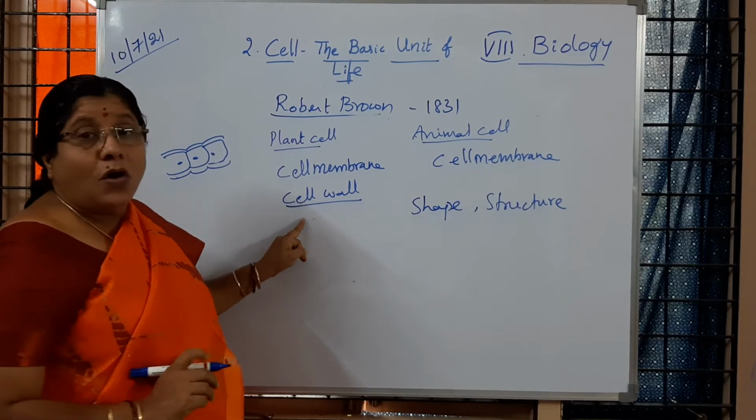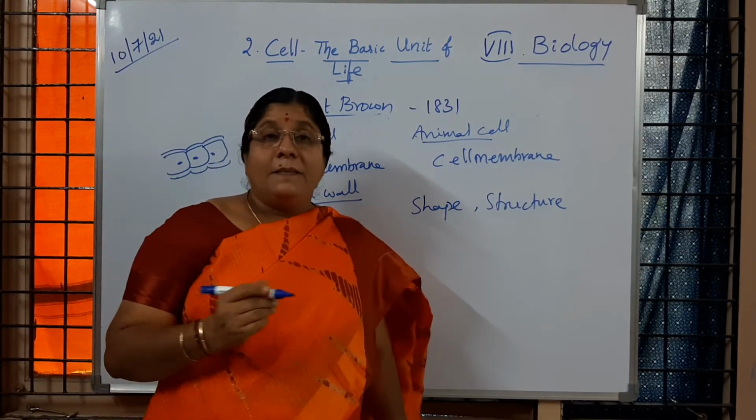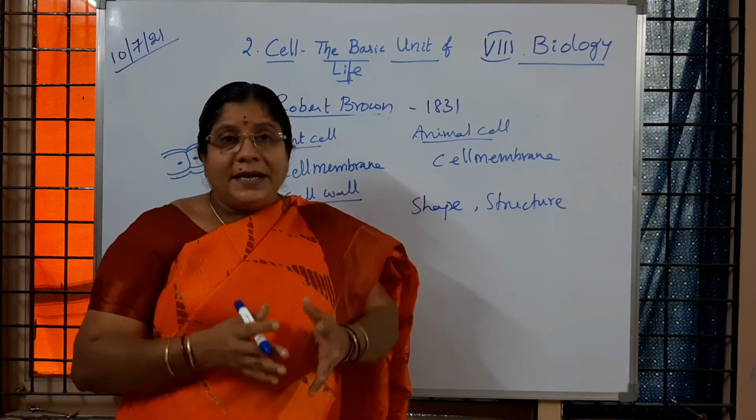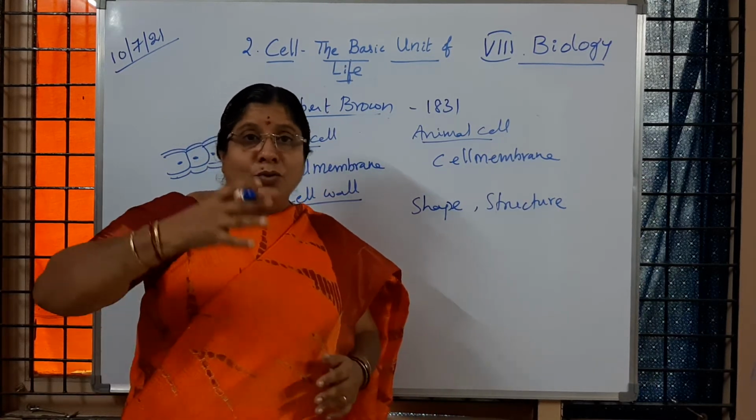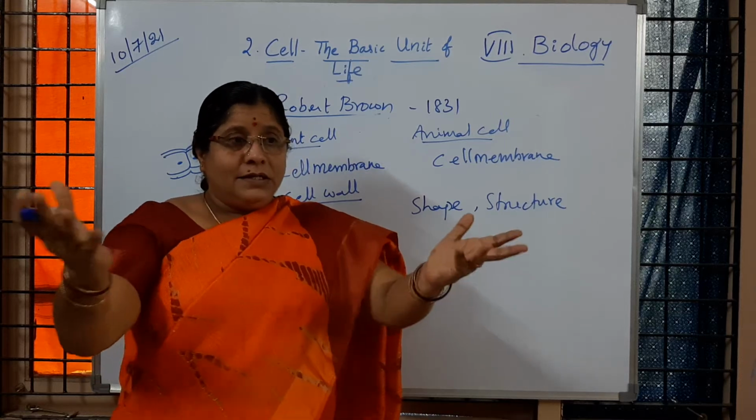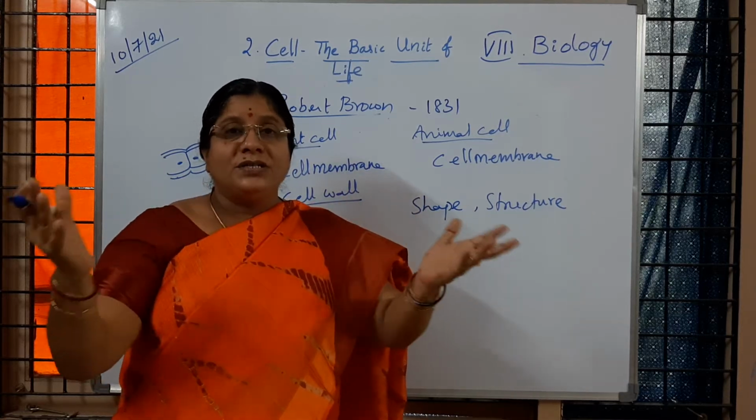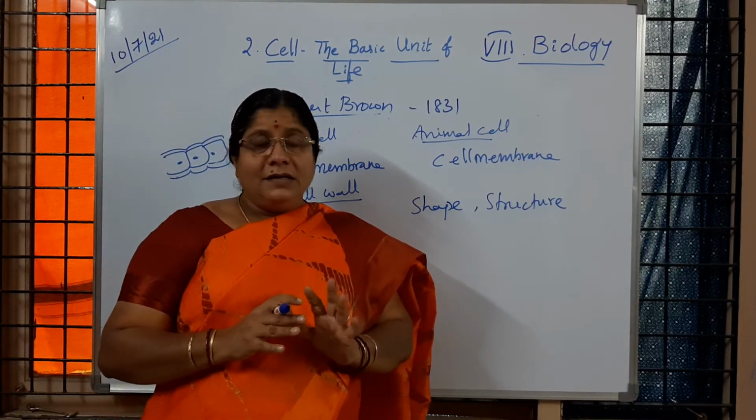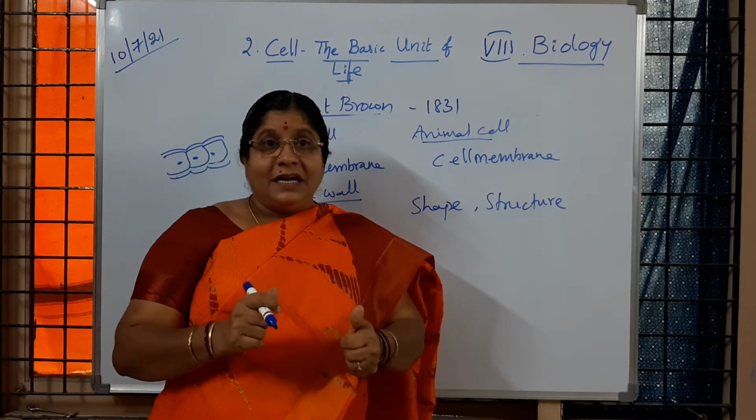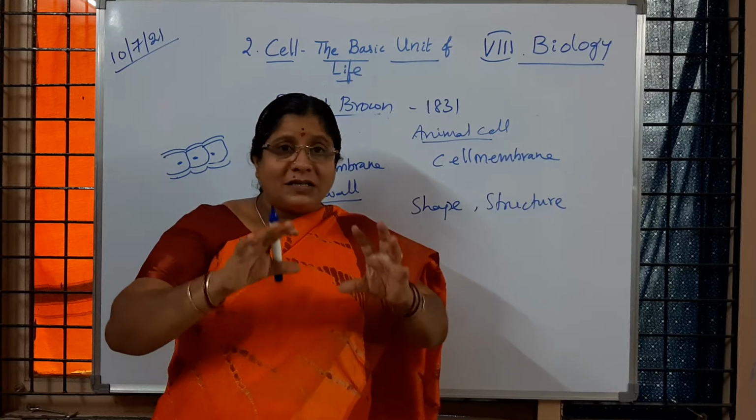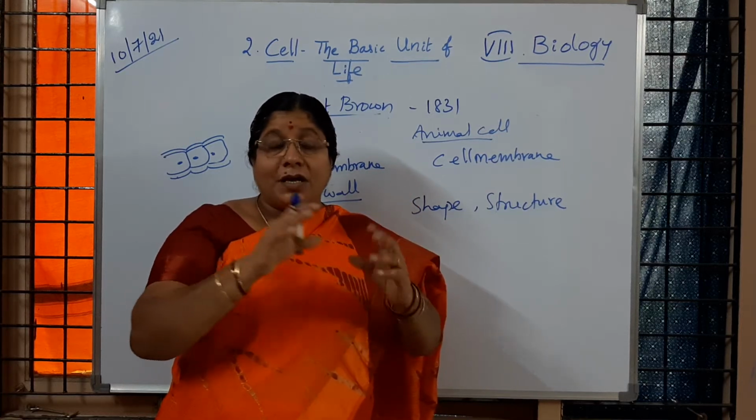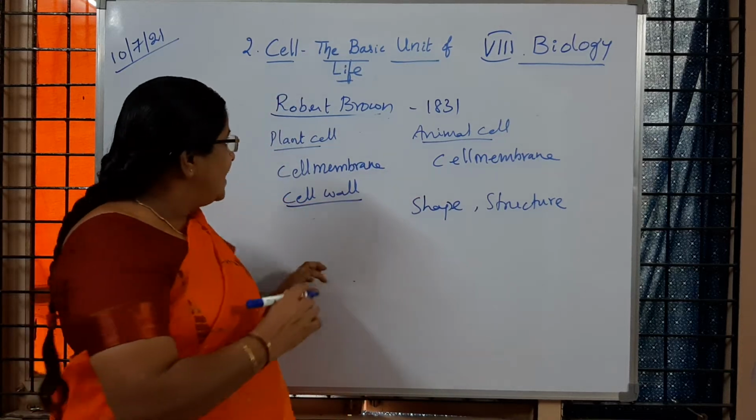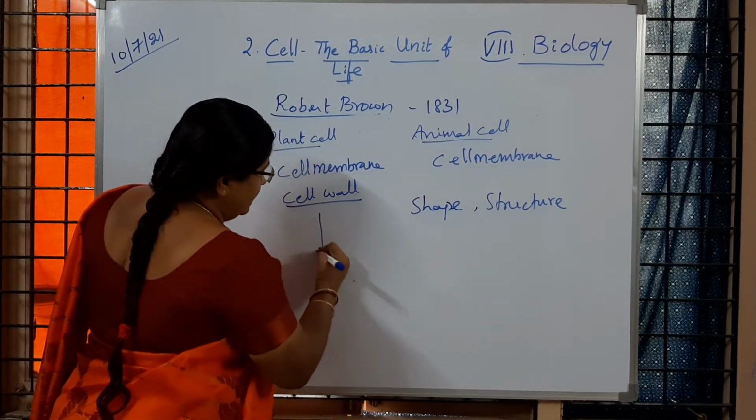This cell wall, which is present in plant cells, is helping in bearing the weight of the plant. You know that plants grow very tall, and the girth of the stem of some plants is very wide. So stability, strength, rigidity, so that the plant parts, especially branches, are not broken. That rigidity and strength is because of the cell wall. Is it clear to you?